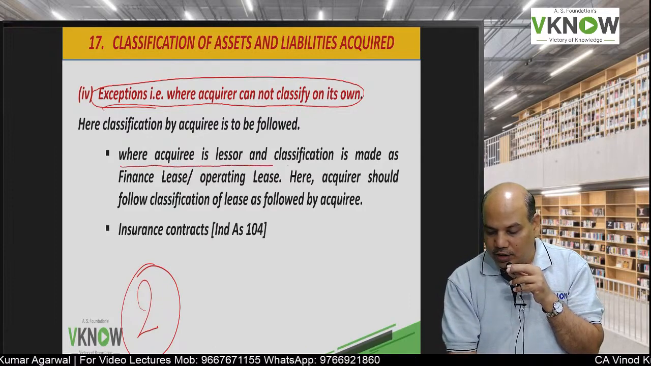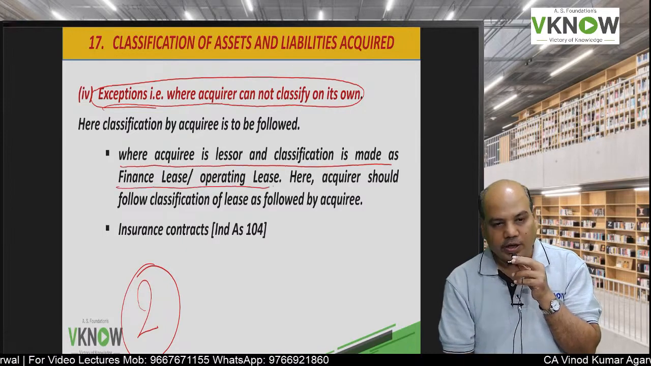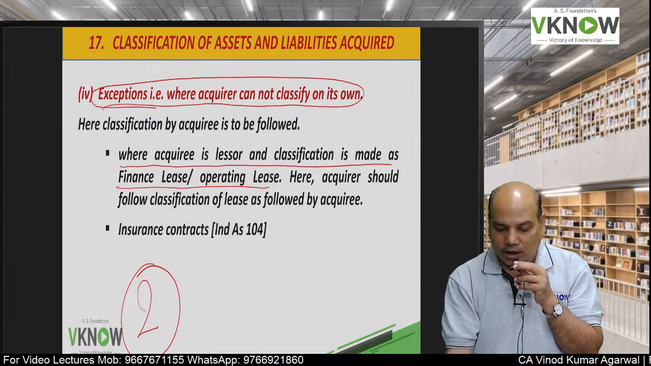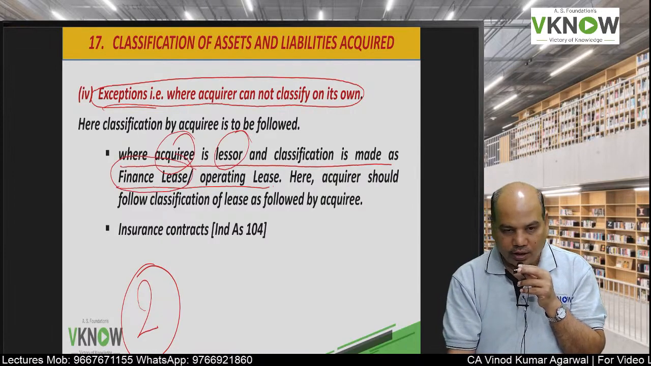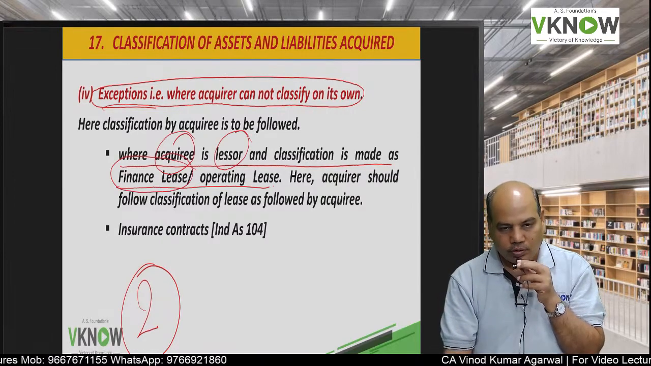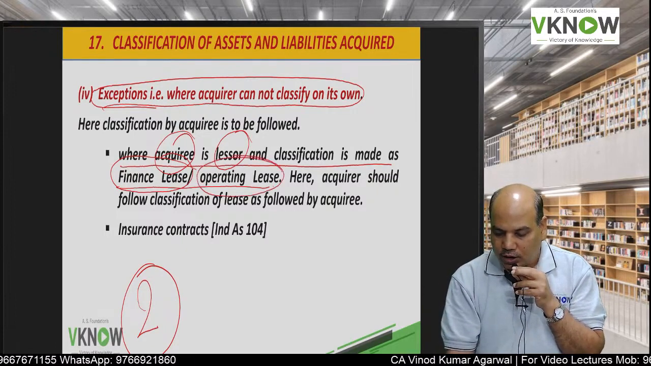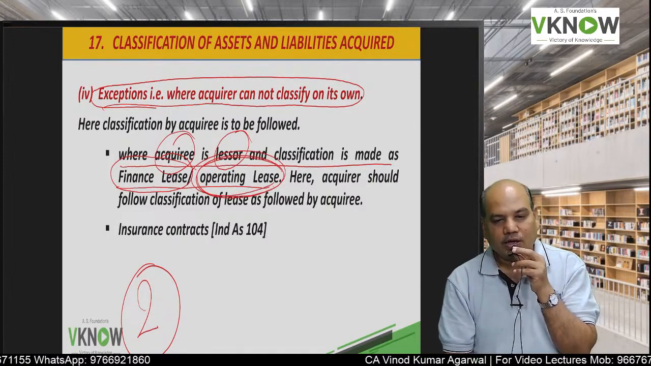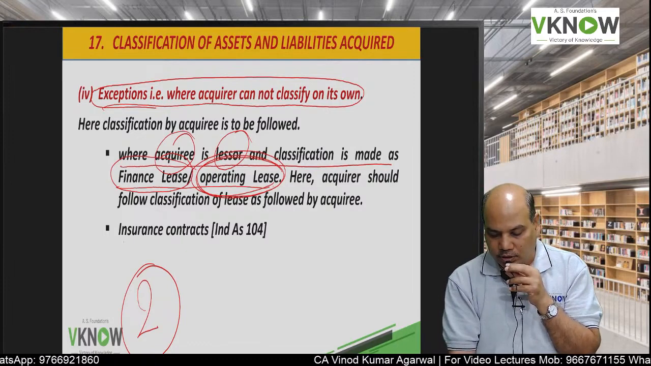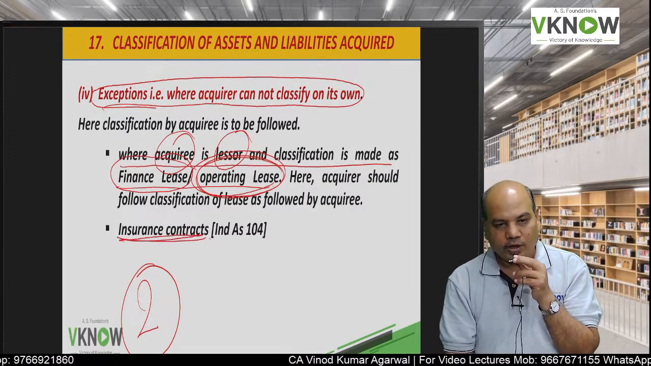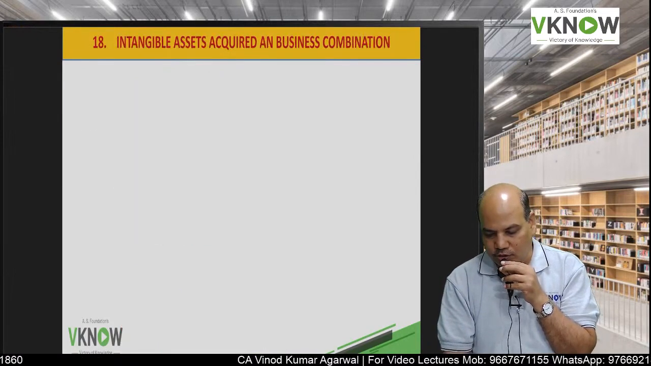where the acquiree is a lessor and classification is made as finance lease and operating lease. So if the acquiree, who is a lessor, has classified a lease as finance lease, you will also classify the lease as finance lease. If the acquiree has classified a lease as operating lease, you will also follow the same classification. And second, not very important for our syllabus, is insurance contract, IND AS 104.